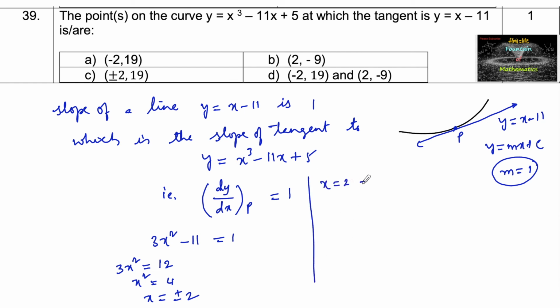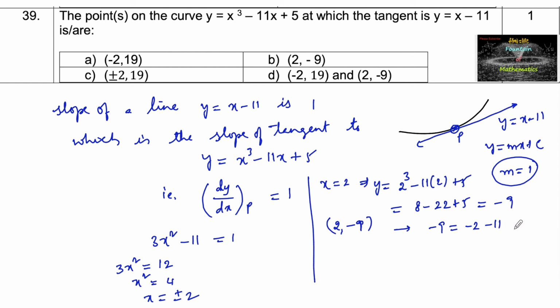So for x is equal to 2, substituting in the curve equation, we have y is equal to 2 cube minus 11 into 2 plus 5, which is equal to 8 minus 22 plus 5, 13 minus 22, which is -9. So for x is equal to 2 we got the point (2, -9), and it must satisfy the tangent equation. So -9 is equal to 2 minus 11. So we can say that this point is satisfying.